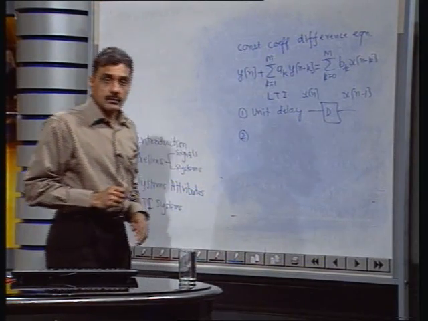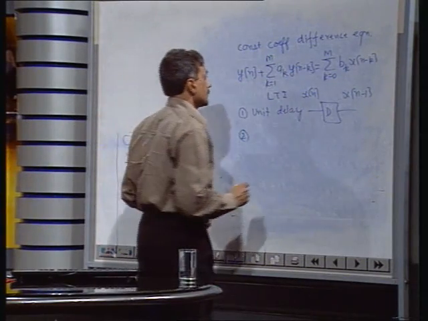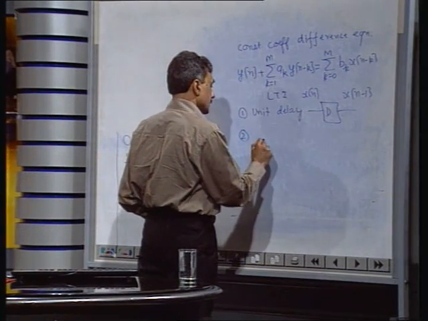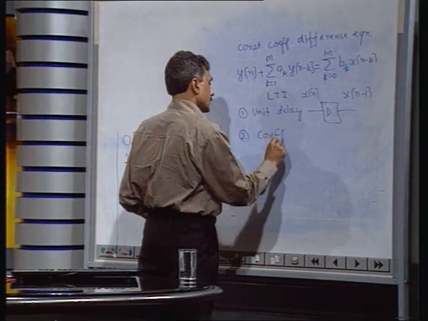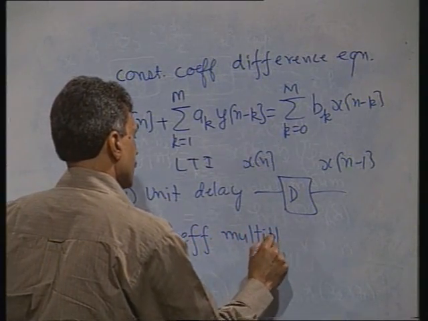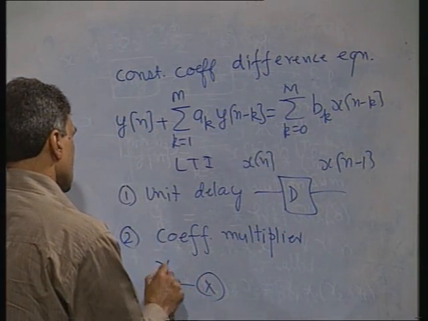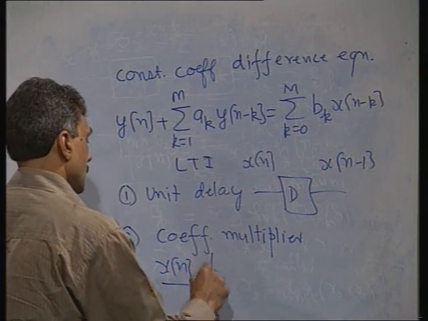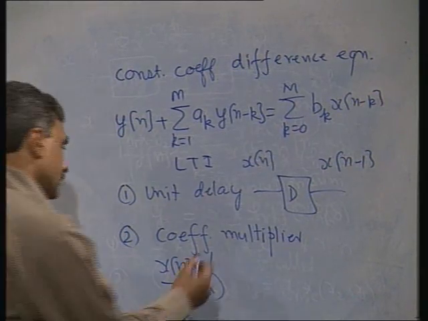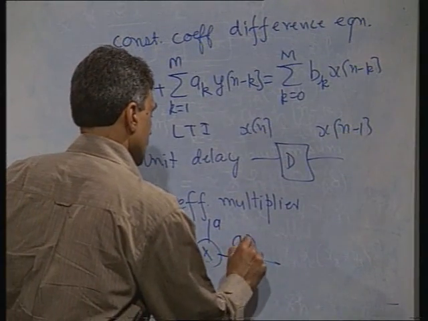The second basic building block that is required for the realization of such a system is nothing but the coefficient multiplier. So if x of n is the input, and if I multiply it with a coefficient, say a, then the output is a times x of n.